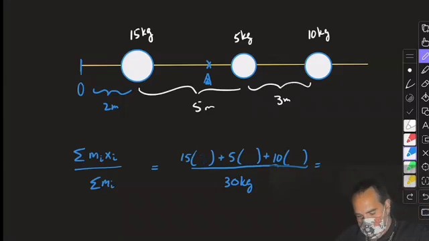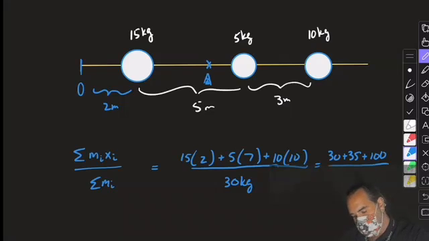Oops, not 7, 2, 7, 10. 30 plus 35 plus 100. That's just silly.